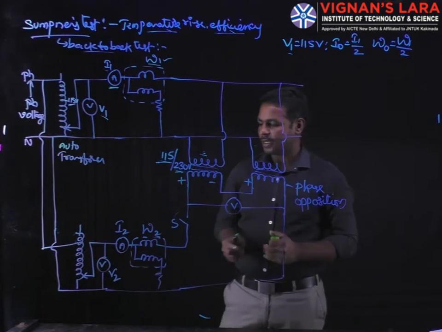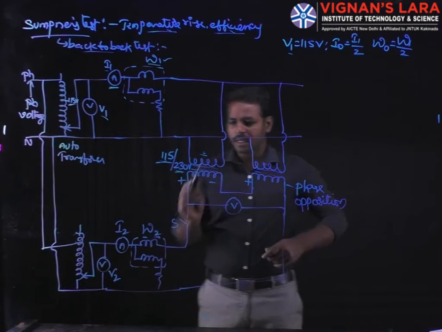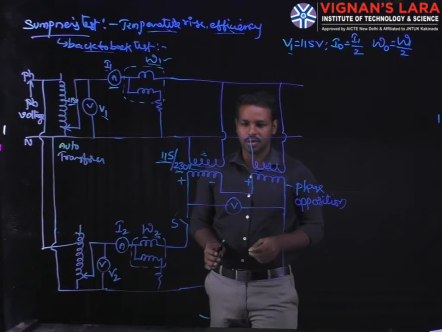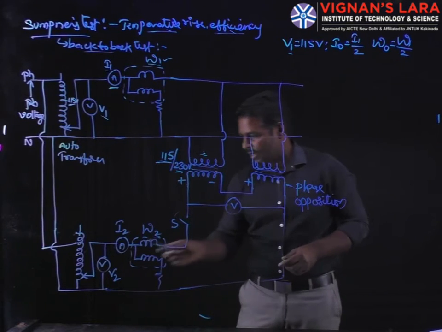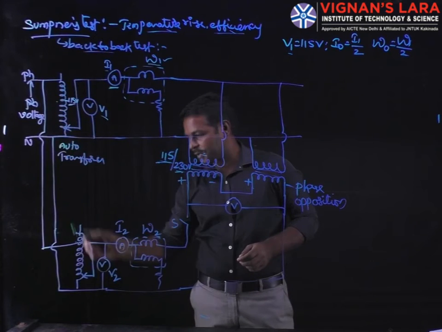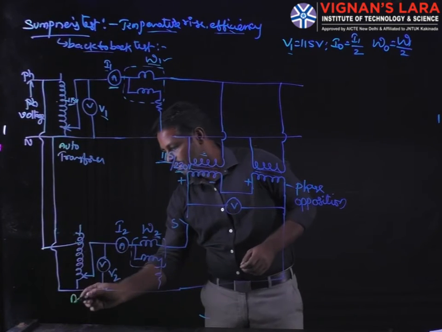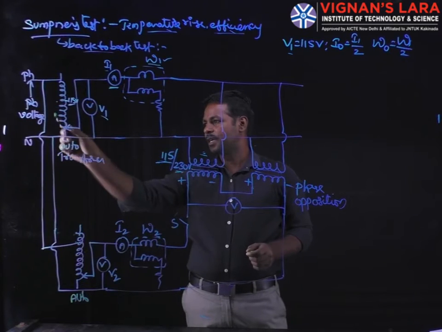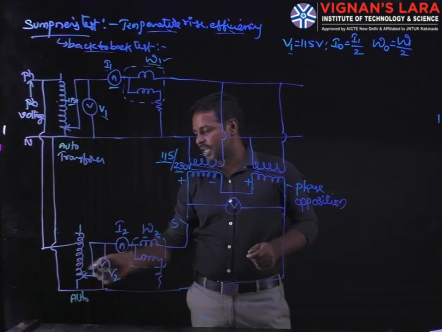The second one: again the switch is to be closed. In this procedure, the supply coming from the auto transformer and the second transformer, which is also an auto transformer, are connected in parallel.